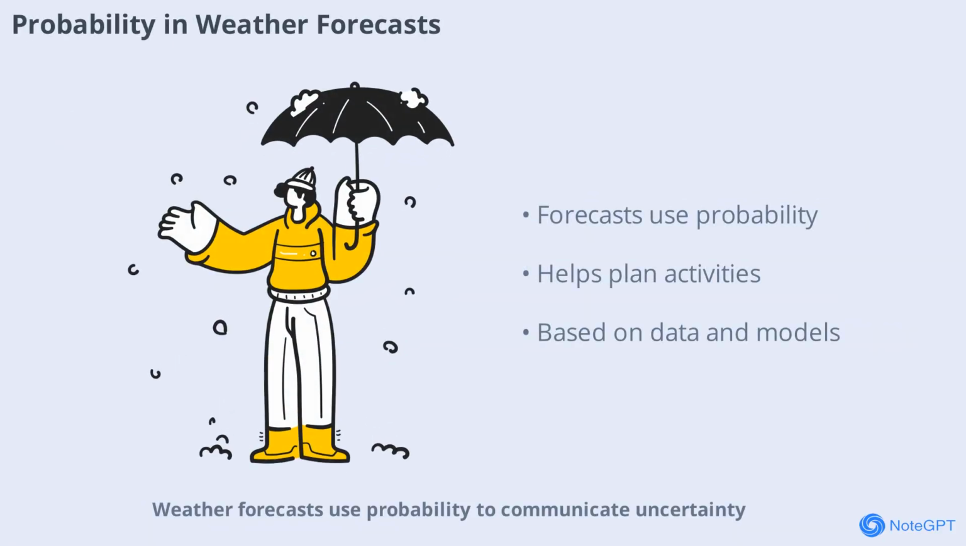Weather forecasts use probability to communicate uncertainty. When you hear there's a 60% chance of rain, it means that, in similar situations, rain occurred 60% of the time. Meteorologists use data and models to estimate these probabilities, helping us plan our activities and stay prepared for changing weather.